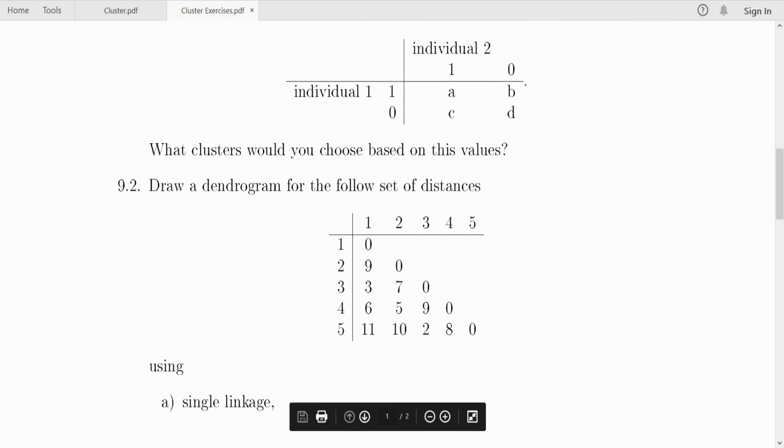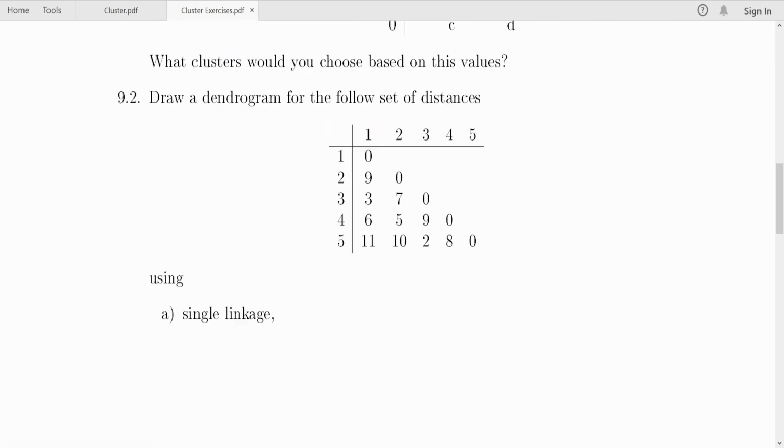Okay, so to avoid calculating the distances, the formulas: if you have data and a specific metric or similarity, then you can create those distances yourself. But here we will consider that those distances are already computed. So for example, this would be the distance between individual 1 and individual 2, according to our metric.